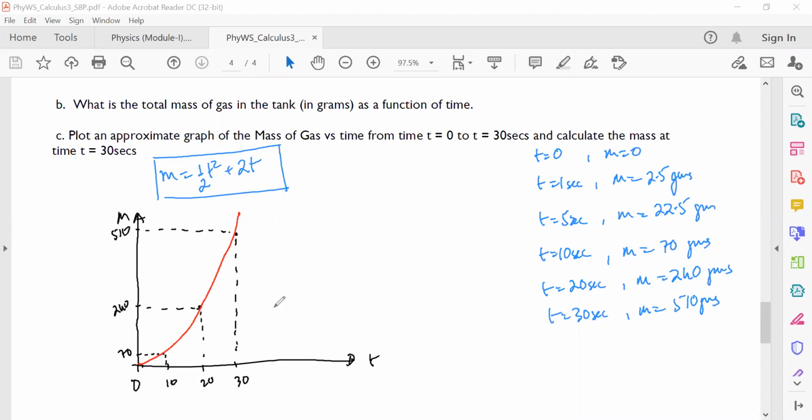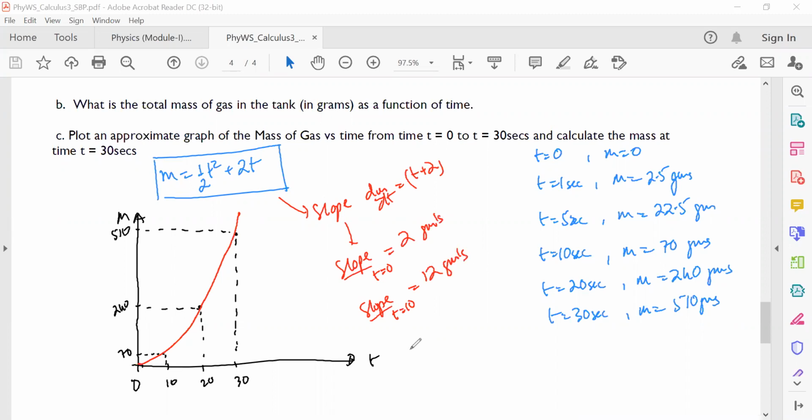You can see the slope is increasing. You can see that the slope of the tangent here was t plus 2. So for example, the slope at t equal to 0 is 2. The slope at t equal to 10 seconds, for example, is 12 gram per second. Okay. And like that, it increases.